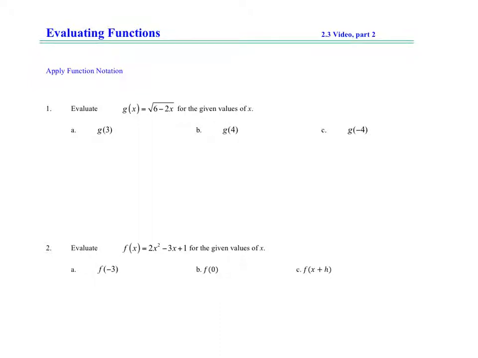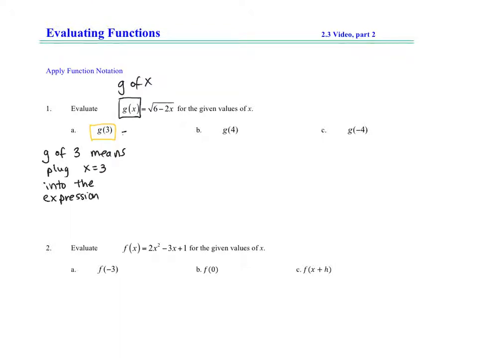We're going to be evaluating functions. There's just some terminology that's nice to know. This g of x is read "g of x", and it's not multiplication. Here the g is simply telling you the name of your function. This notation, g of 3, means plug an x value of 3 into the expression and then simplify it. So we go to the g function.